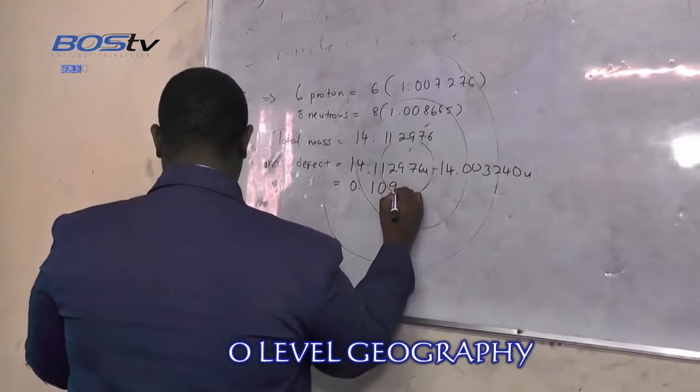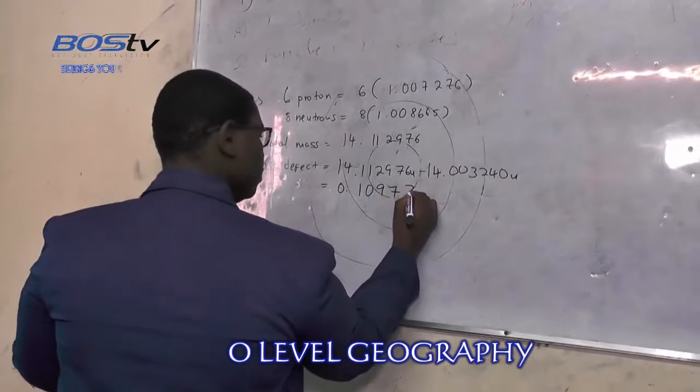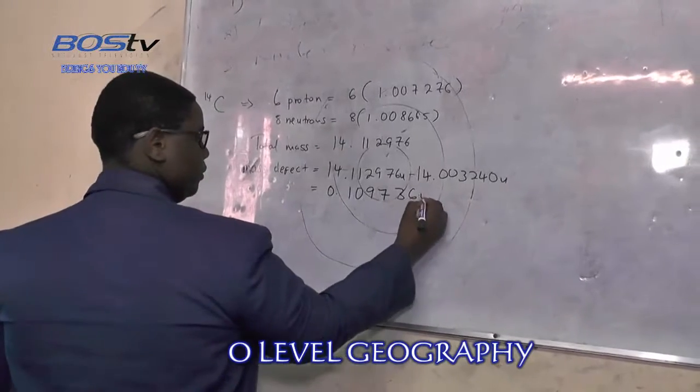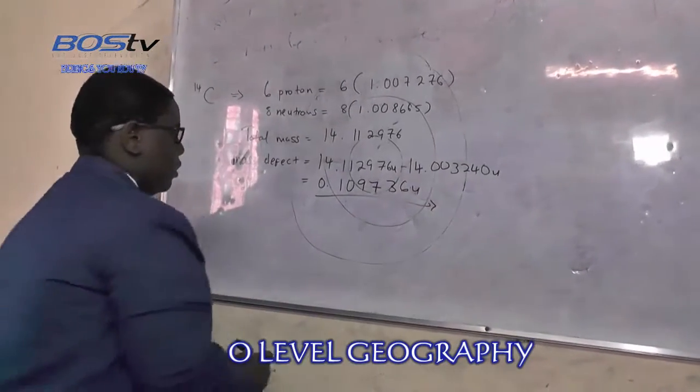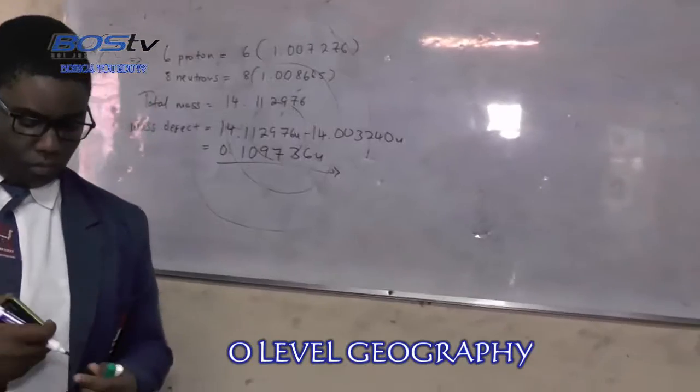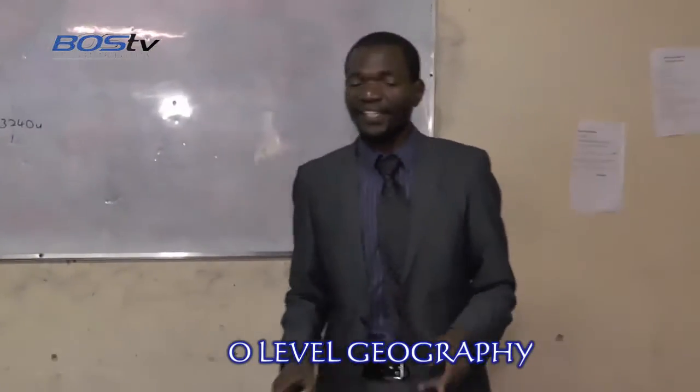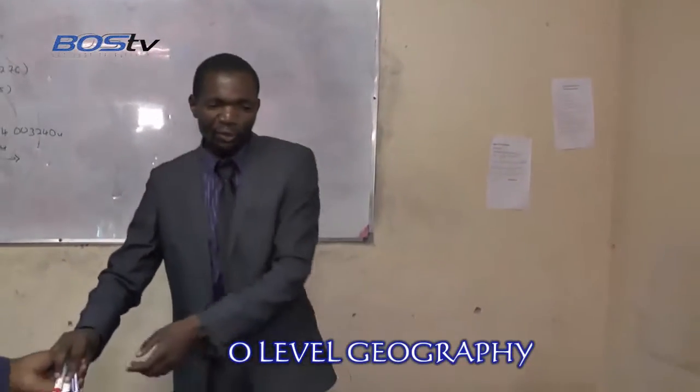As for me, I got 0.109736. Yeah, that's the one. So I think you see that it's really easy to calculate the mass defect. So thank you. Let's move on.